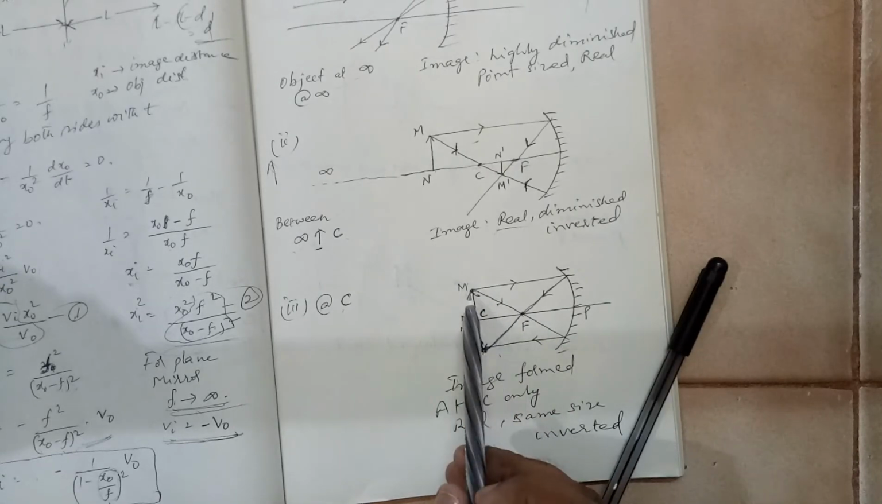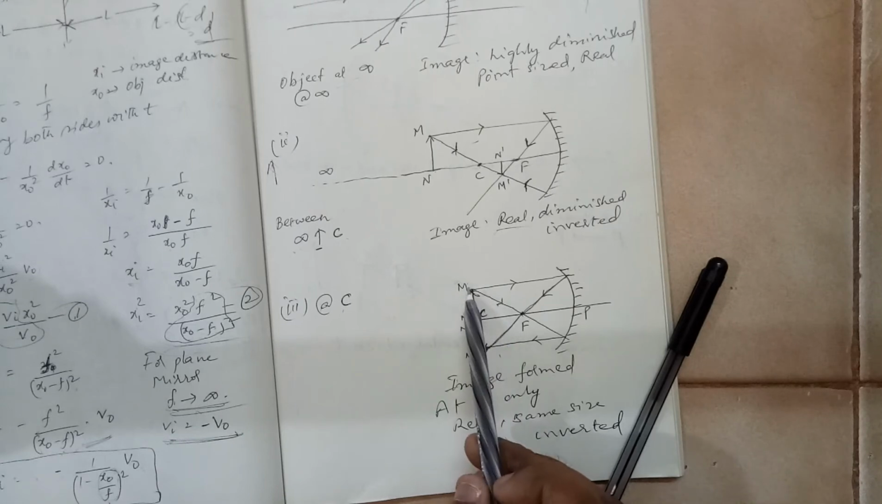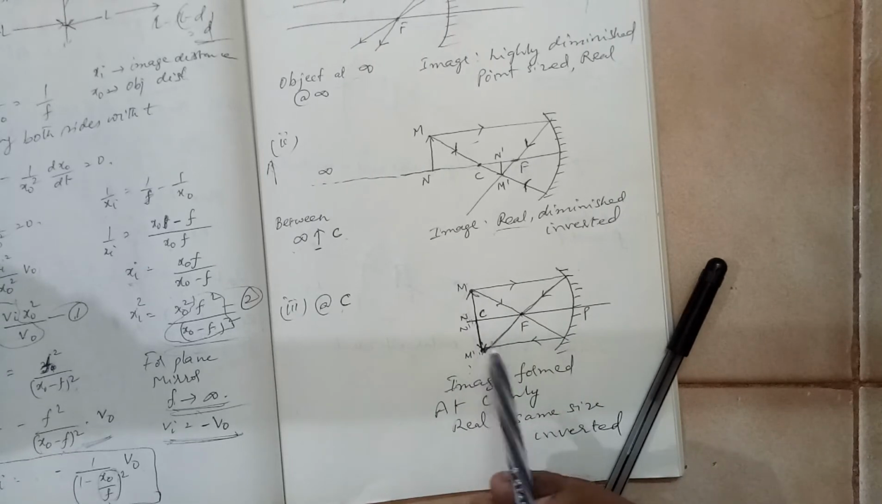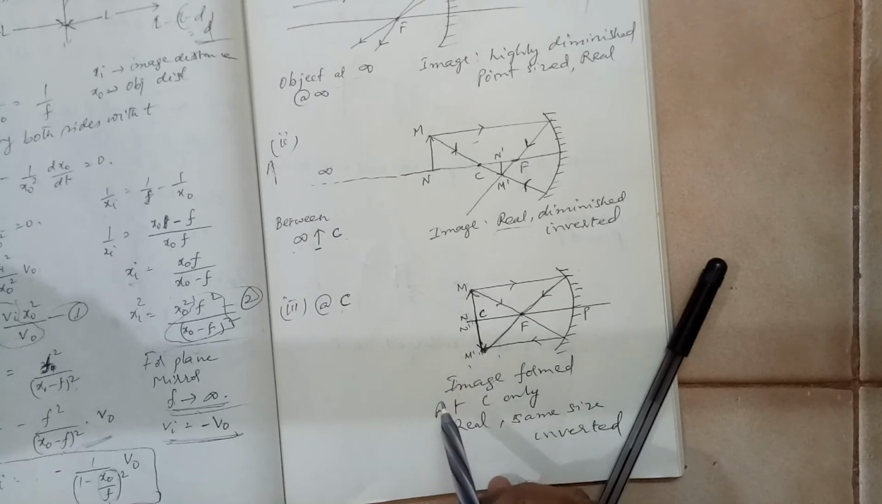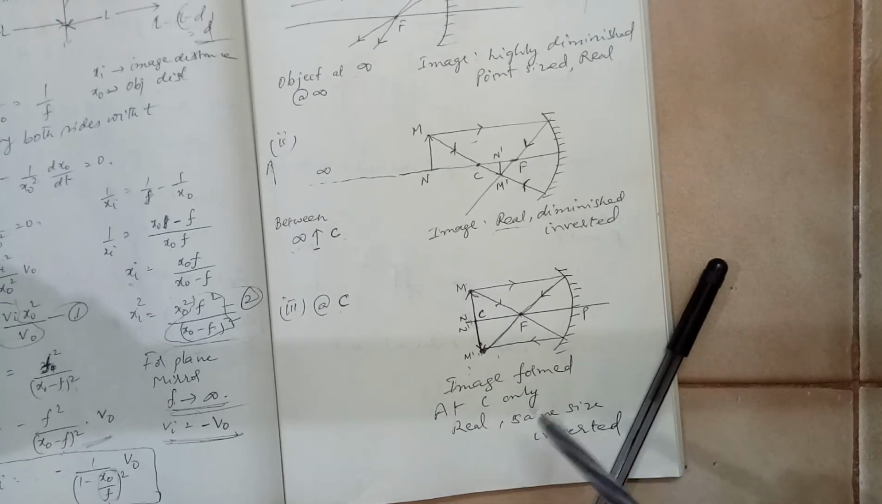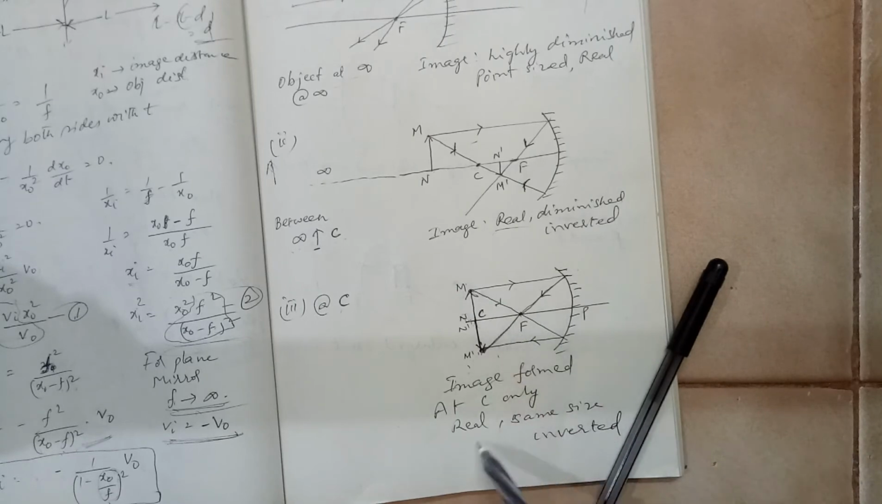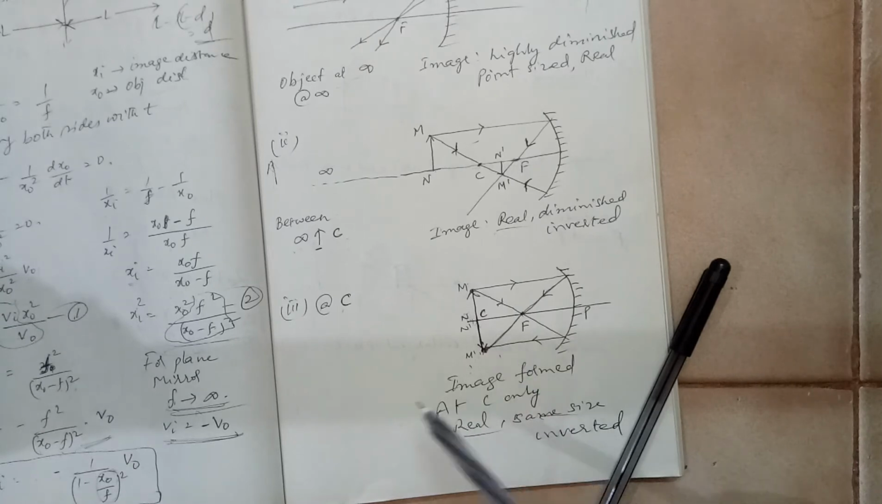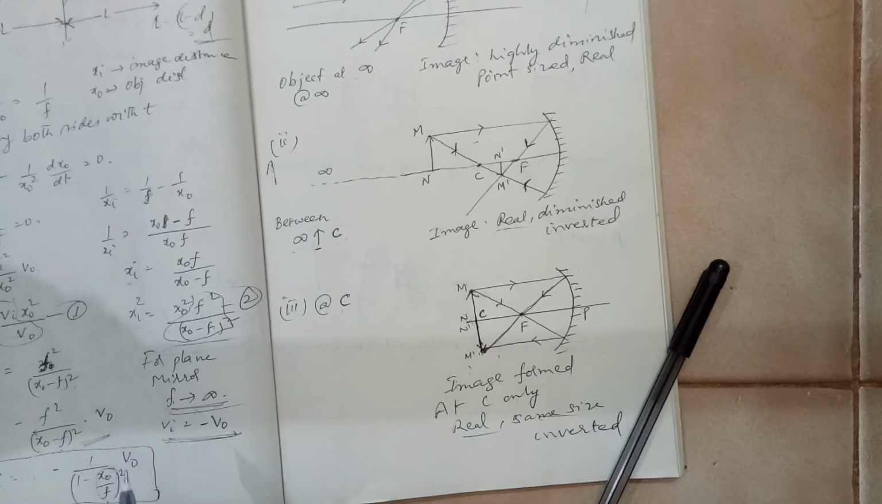So we are talking about the reflection of the point N. The point N is forming on the principal axis only. When you join these two, you are getting the image. And the nature of this image is, it is on the same side of the mirror, so it is real, it is the same size, and it is inverted. So it is an inverted image.